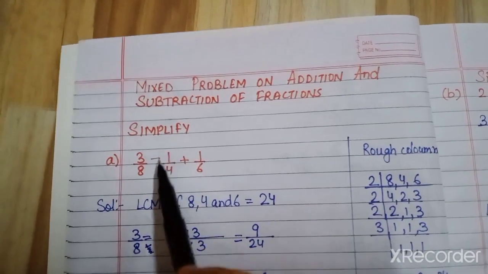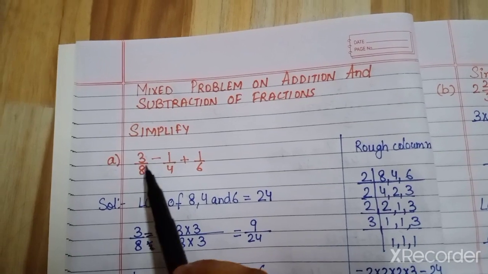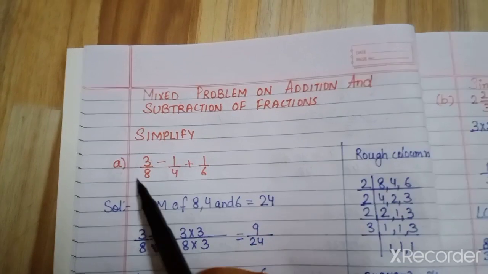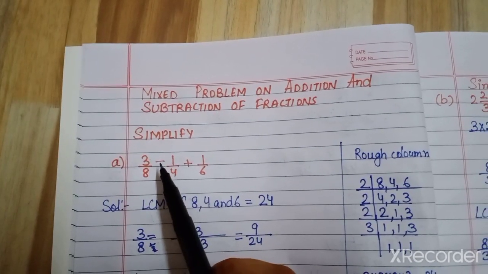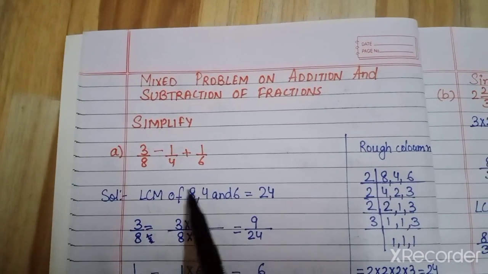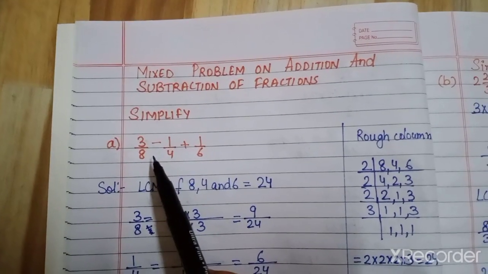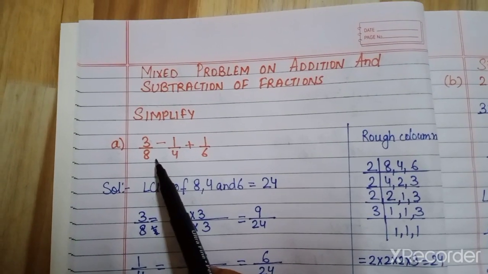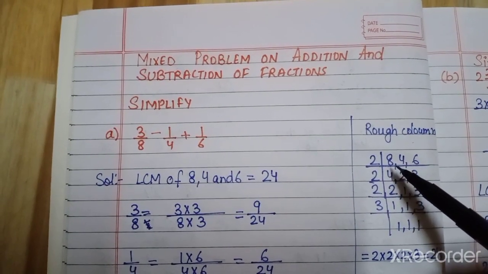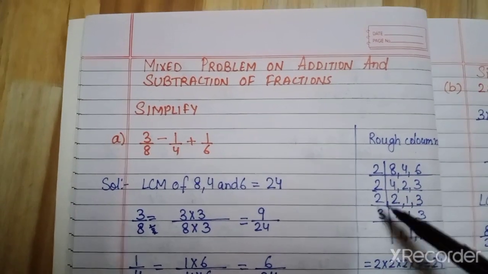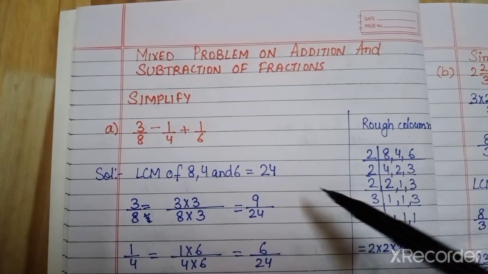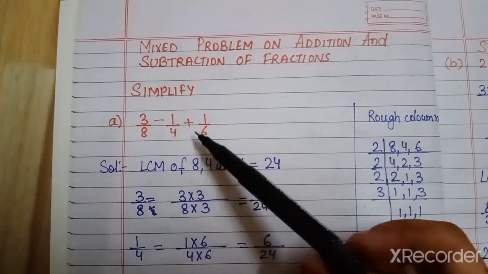Simplify 3 by 8 minus 1 by 4 plus 1 by 6. In this question, the fraction has an addition sign and also a subtraction sign. How do we solve this? Firstly, we have to take the LCM of 8, 4 and 6. I have made a rough column here and found the LCM of 8, 4 and 6. The LCM of 8, 4 and 6 is 24, right? So 24. Now what is the next step?